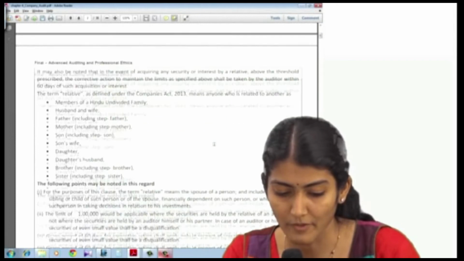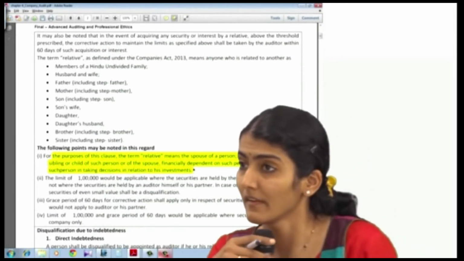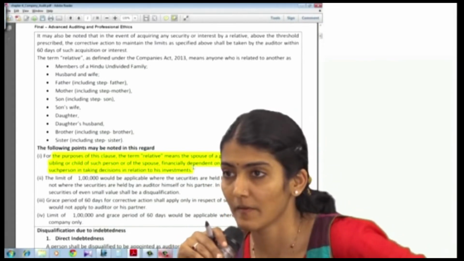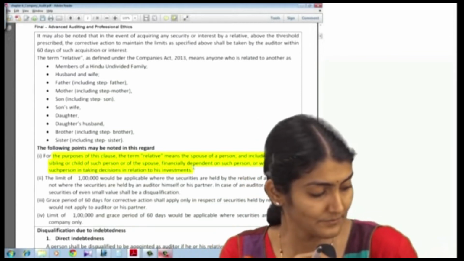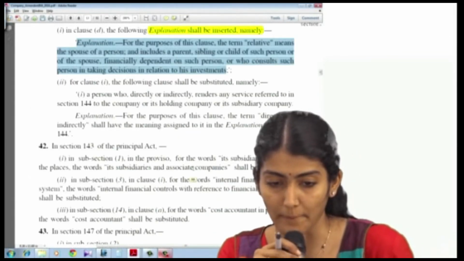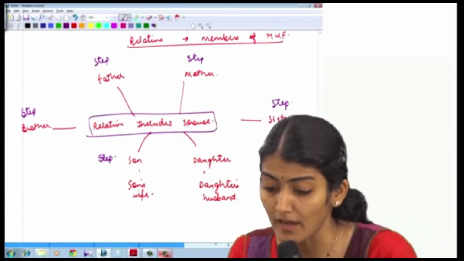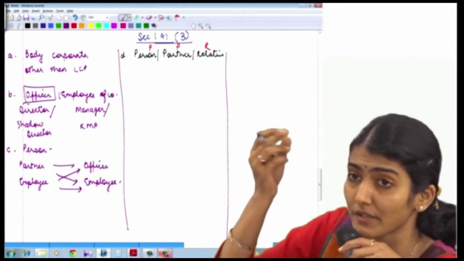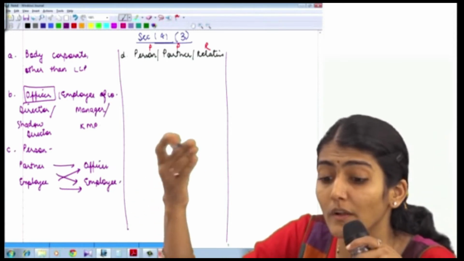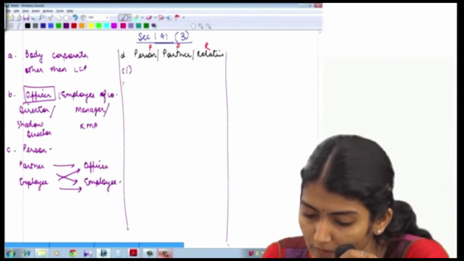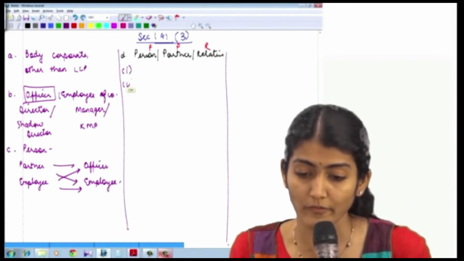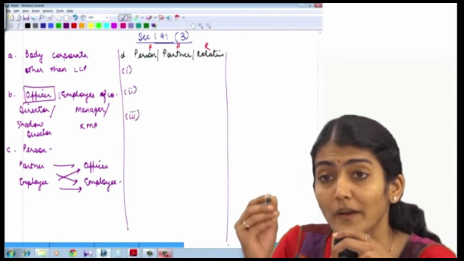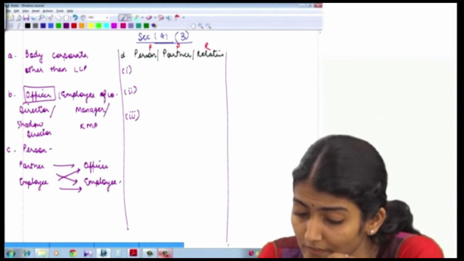See this. Where have I put it? I've put it on the first point only. Yes? Everyone? Okay. Right. Then what does it say? PPR, person, partner, relative. A person shall not be eligible for appointment as an auditor if the person or his partner or his relative. Yes, what does it say? 141(3)(d)(i), 141(3)(d)(ii) and 141(3)(d)(iii).